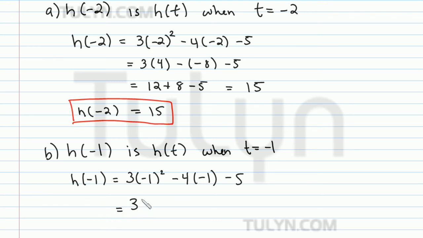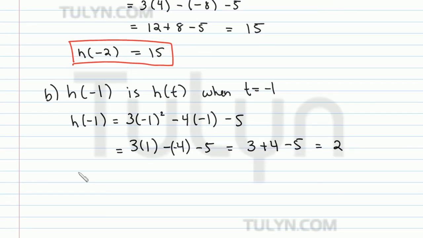So simplifying, this becomes 3 times negative 1 squared, which is just positive 1, minus 4 times negative 1, which is negative 4, minus 5. And then simplifying again, this becomes 3 minus negative 4, which is plus 4, minus 5. And that's 7 minus 5, which is positive 2. So h of negative 1 is positive 2.